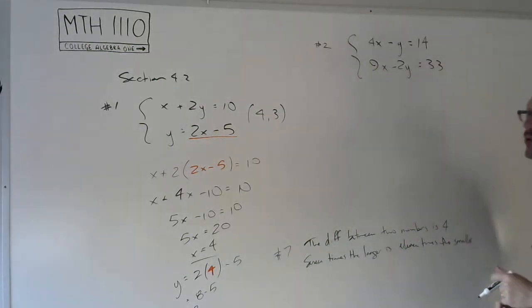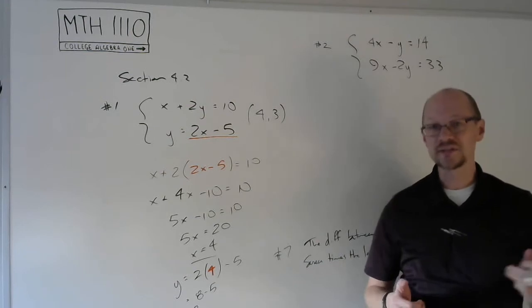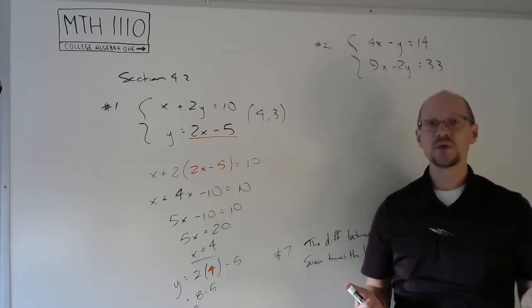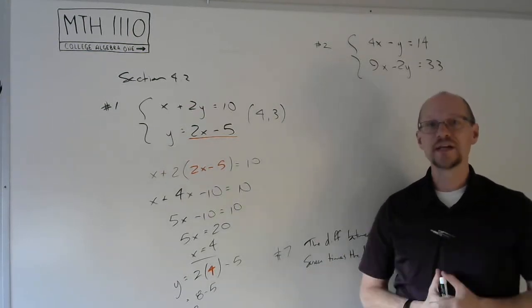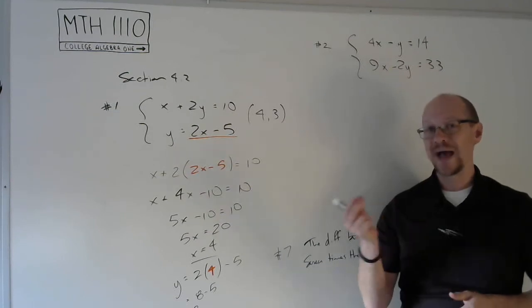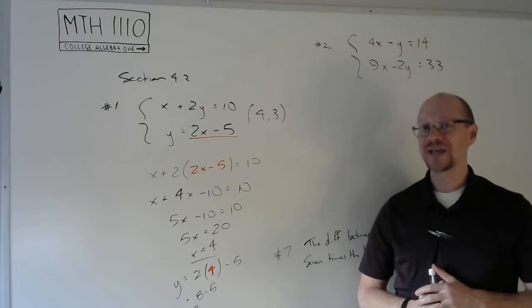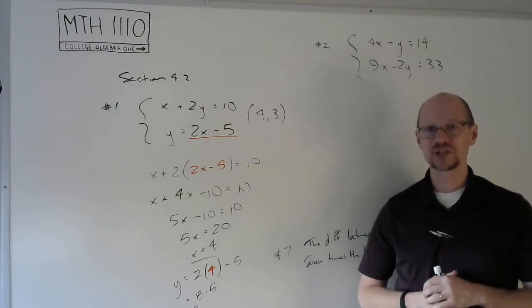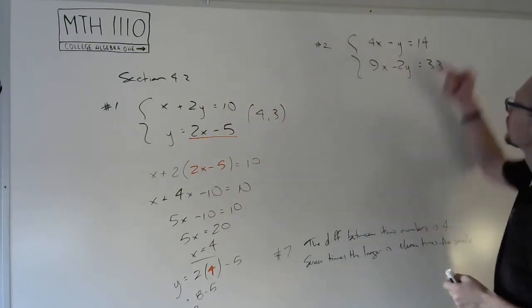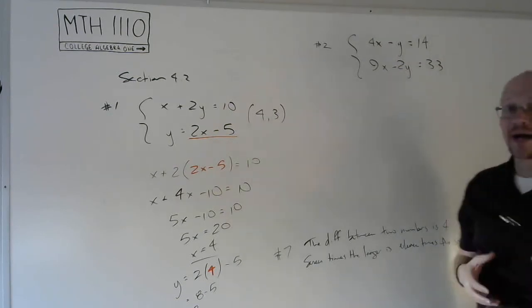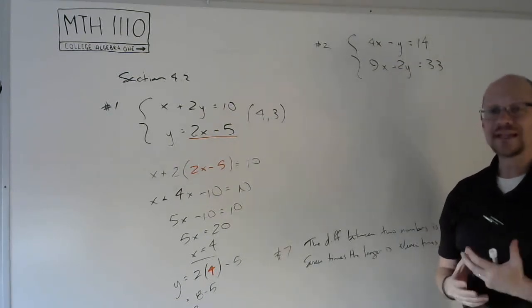You look at number 2, you can see how this doesn't work as nicely because there is no variable that is already isolated all by itself. There's no x equals or y equals. But one of those equations has a plain x or y in it, right? This one right here, there is a y that's very easily isolated.